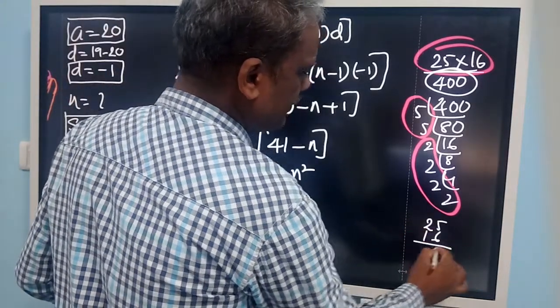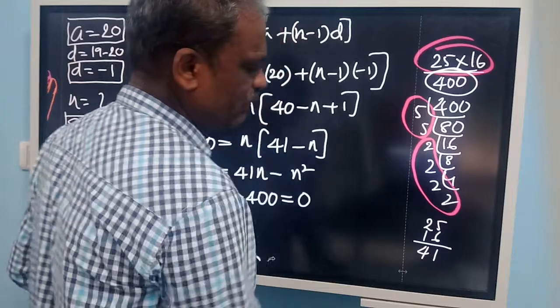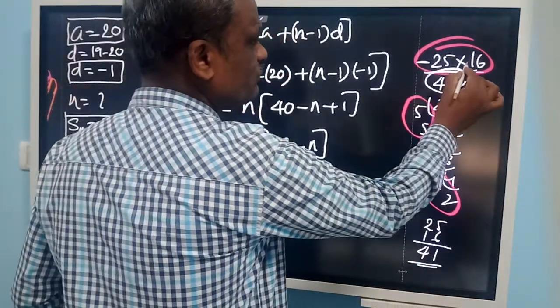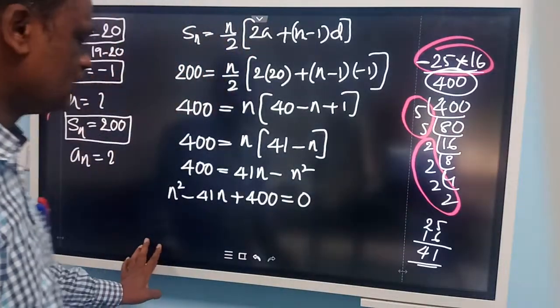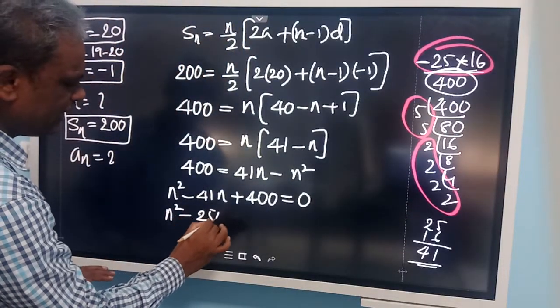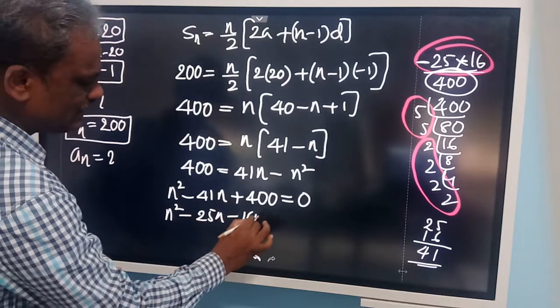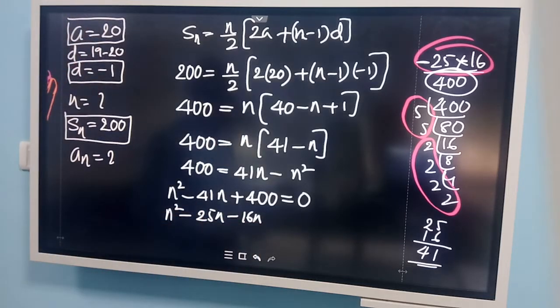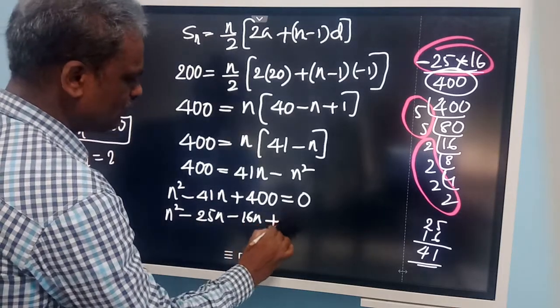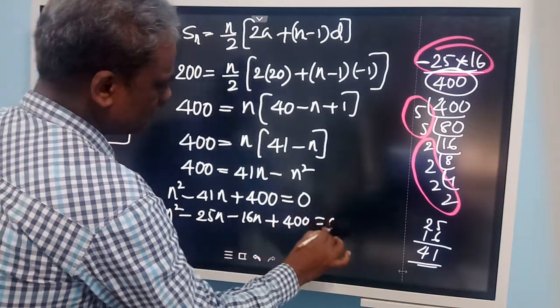25 plus 16, add them. So you are getting 41. So you want minus 41, therefore you put minus 25 and minus 16 here. So you will get n square minus 25n, then minus 16n. You can write minus 41 as minus 25n and minus 16n plus 400 is equal to 0.